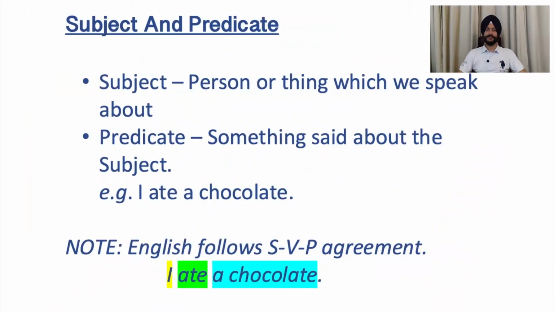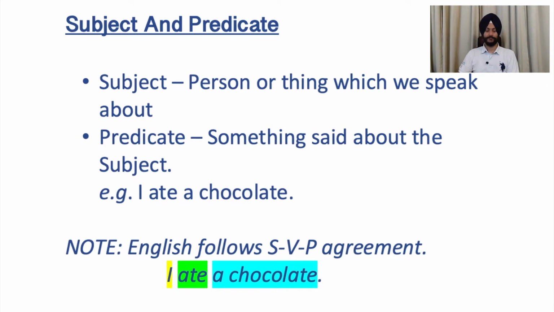As you all know, an essay is made up of paragraphs, and these paragraphs are further made up of sentences. So let's look at what a sentence really is. A sentence is a grammatical unit that expresses a complete idea or a thought. A sentence has a subject and a predicate. Subject is the person or thing which we talk about. In other words, subject is the doer of an action. Predicate is something that is said about the subject.